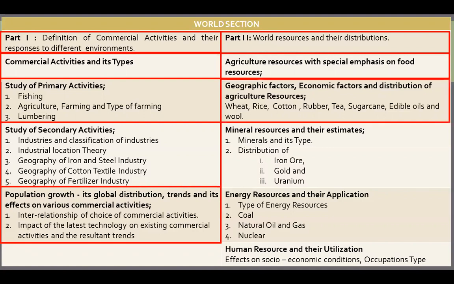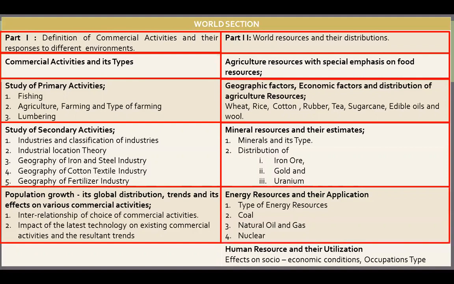The commercial factor of agricultural resources. Here we study the geographic factors, economic factors, and the distribution of agricultural resources. These are a few crops that are included in our curriculum of second year. Then we have mineral resources and their estimate. Mineral resources and types: as we know, there are two types of mineral resources, metallic and non-metallic minerals, and their distribution. The most important minerals we are studying in our course are iron ore, gold, and uranium.